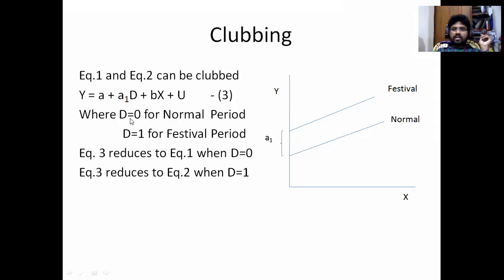So d is equal to 0 and d is equal to 1, as I told you just now in the Excel sheet, absence and presence. Absence is when there is no policy, when there is no festival. If there is a festival, you can put 1.